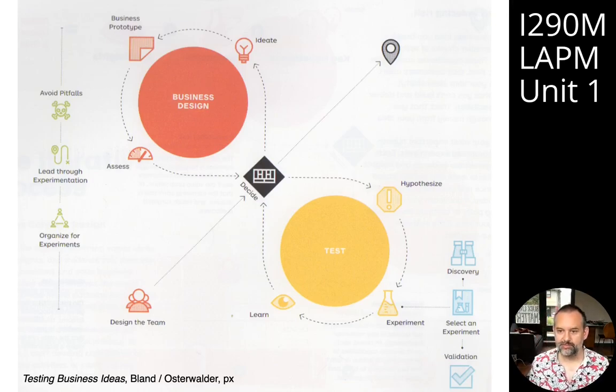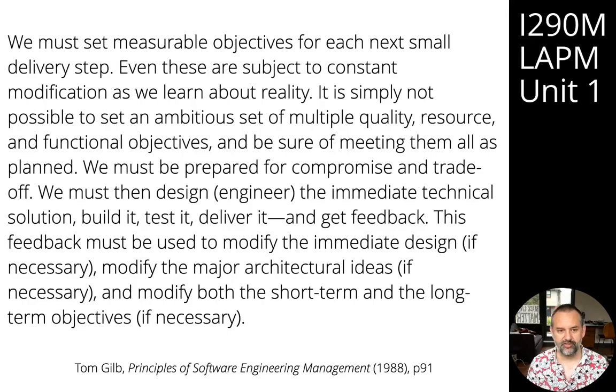In Tom Gilb's book, Principles of Software Engineering Management from 1988, he talks about how we have to use an iterative approach to software design and development. We must set measurable objectives for each next small delivery step. Each of these are subject to constant modification as we learn about reality. It's simply not possible to set an ambitious set of multiple quality, resource and functional objectives and be sure of meeting them all as planned. This is the software crisis problem. We must be prepared for compromise and trade-off.